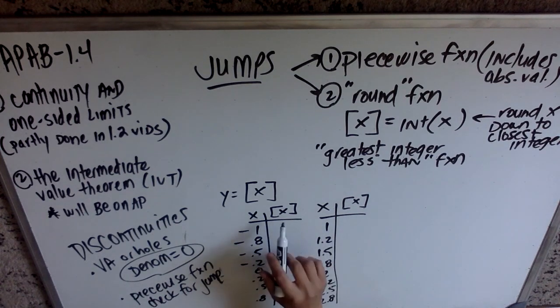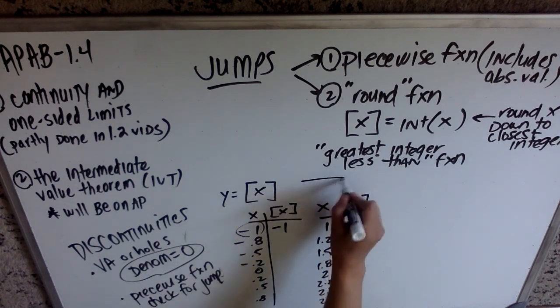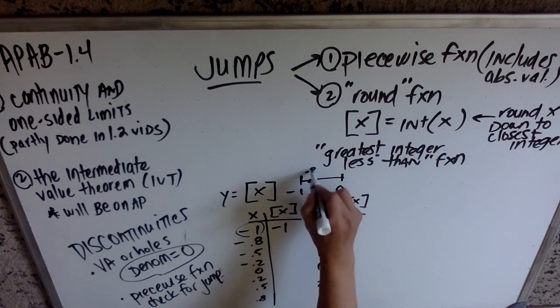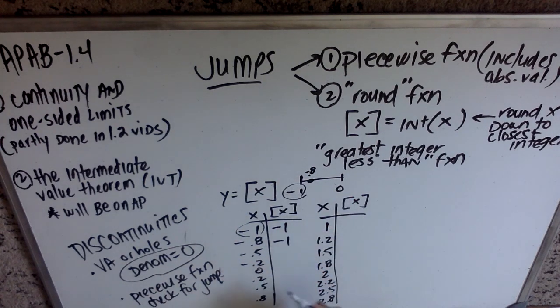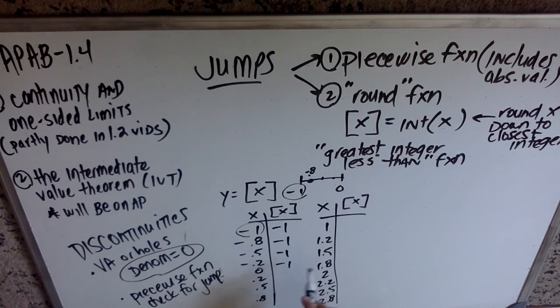Okay, so if I were going to round negative 1 down to the nearest integer, it would still be negative 1, right? Because negative 1 is an integer, so it stays there. But if I asked you to round down negative 0.8, so here's negative 1 and here's 0. Here's where negative 0.8 lives, right? If I'm rounding that down to the nearest integer, it's going to be a negative 1. In fact, so will negative 0.5 and so will negative 0.2. They're all going to round down to a negative 1.